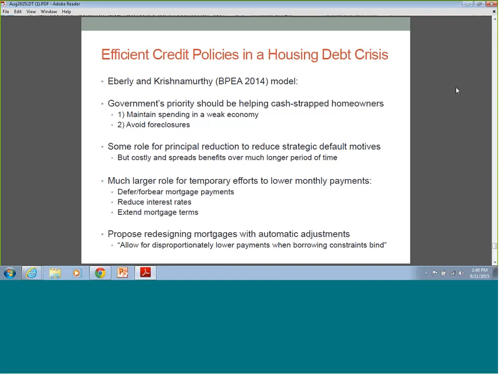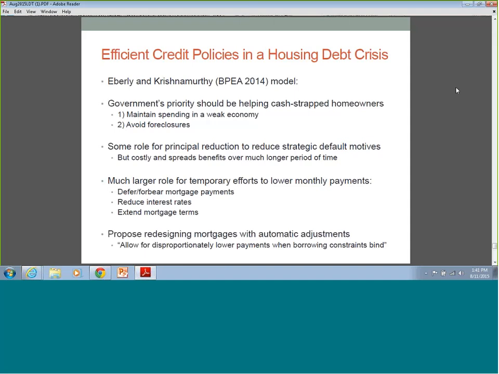Reducing interest rates and extending mortgage terms, and this paper concludes that what you want to really focus on is allowing for disproportionately lower payments when the borrowing constraint binds. So when households are strapped, this is exactly when you really need to sharply reduce their monthly payments. And a forbearance program along those lines might be one way to do it. And if you look at their policy discussion at the end, they come around to a program that looks a bit more like the HARP program.